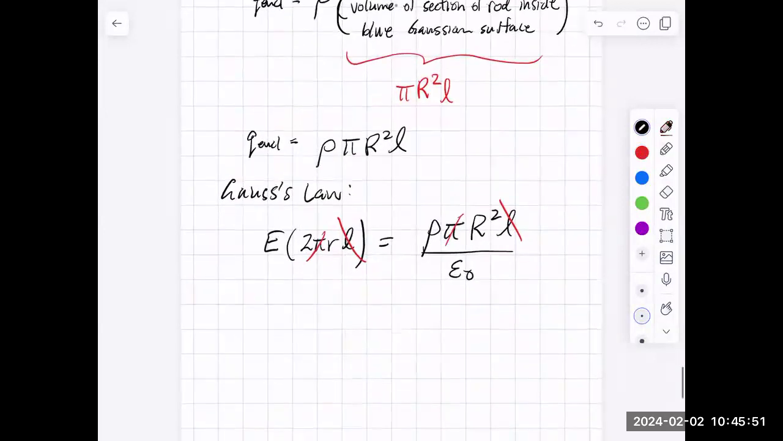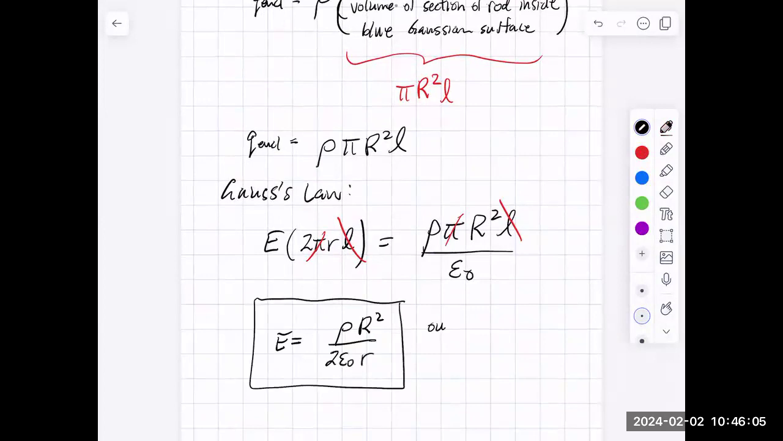And so E is equal to, we just have to divide by 2r, right? It's rho R squared over 2 epsilon naught r. This is outside the rod, for r greater than capital R. Let me just check that we did that right. I think it's probably right. Yep, looks like it. Okay, good.